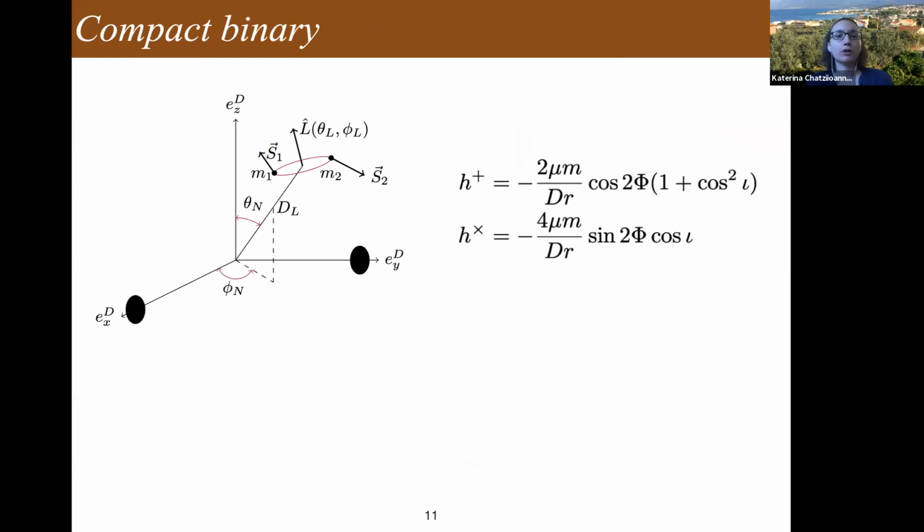So what are those polarizations? For a compact binary, the usual plus and cross polarizations, in the frame we usually use, are given by expressions like the ones on the right. And what you see basically depends on the inclination with which you're observing the signal.